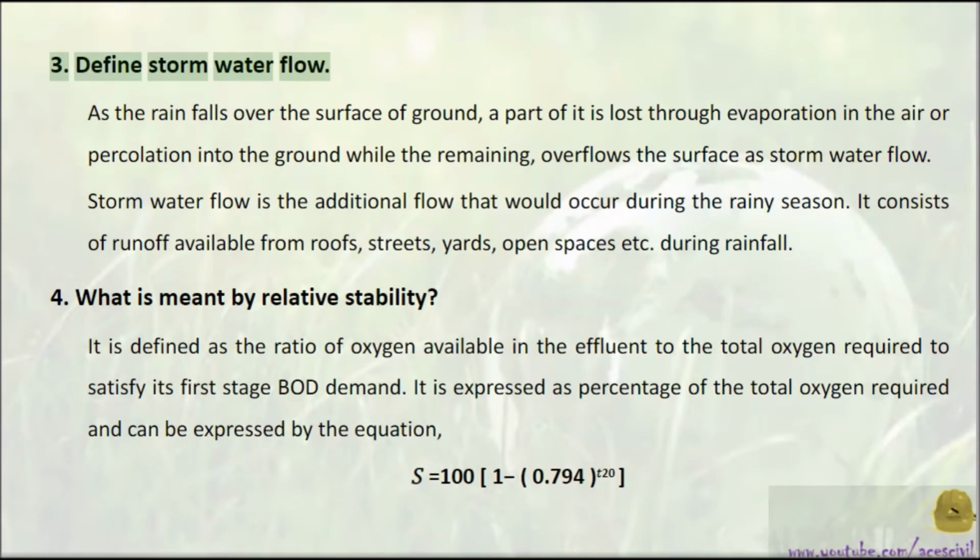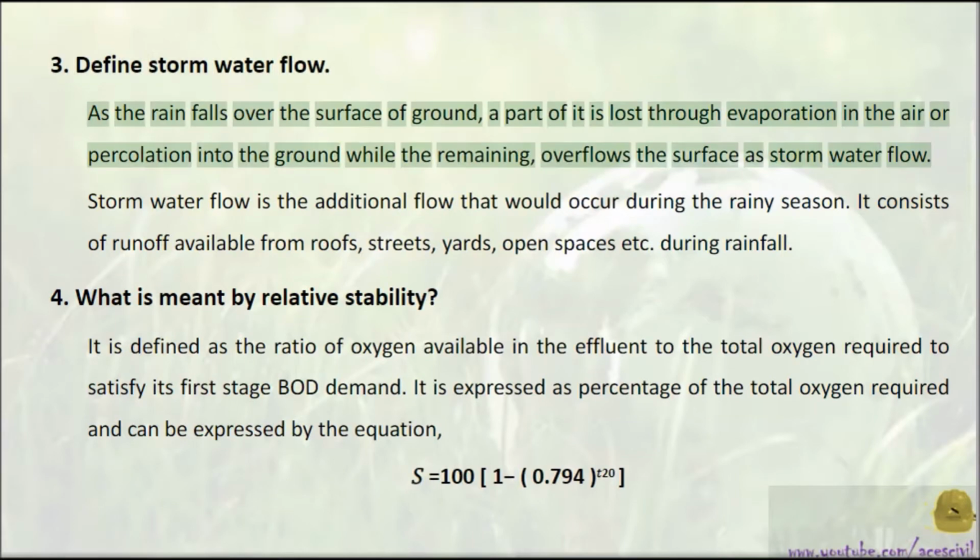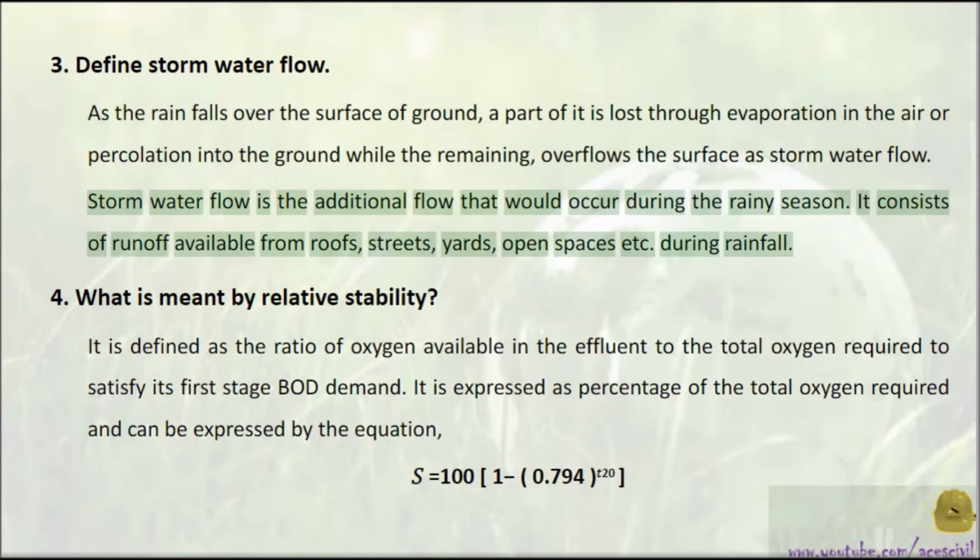3. Define storm water flow. As the rain falls over the surface of the ground, a part of it is lost through evaporation in the air or percolation into the ground, while the remaining overflows the surface as storm water flow. Storm water flow is the additional flow that would occur during the rainy season. It consists of runoff available from roofs, streets, yards, open spaces, etc. during rainfall.